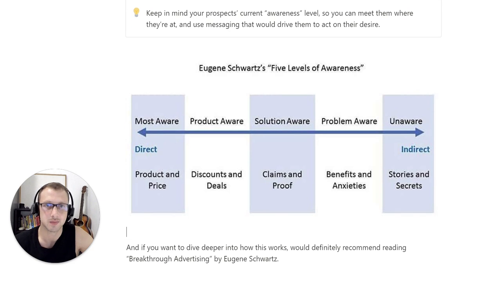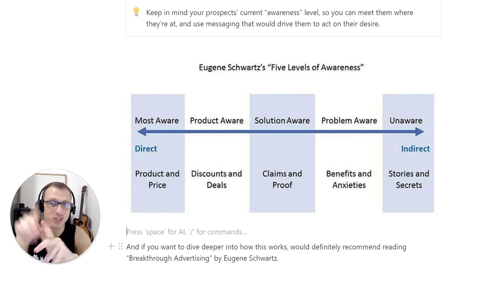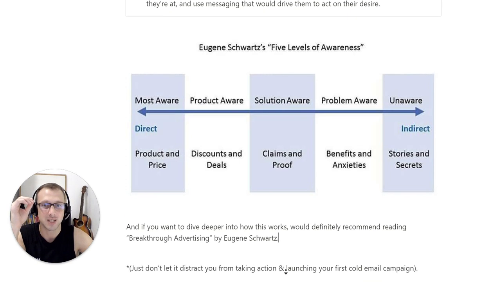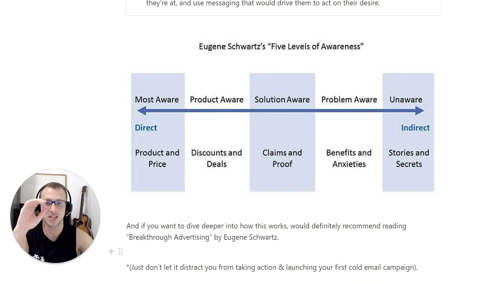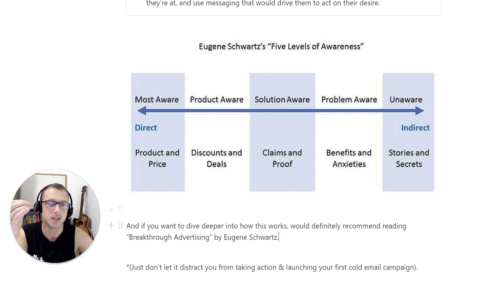So again, it's a really cool graph, and I would definitely encourage you to dive deeper and understand basically the buyer psychology by reading Breakthrough Advertising by Eugene Schwartz, one of the dinosaurs of copywriting. But at the same time, I would warn you, don't let this distract you from taking action and launching your first cold email campaign. It's a great thing to think about, especially when writing your copy, but again, just go to market as soon as possible, get feedback. This will be your best chance for success.